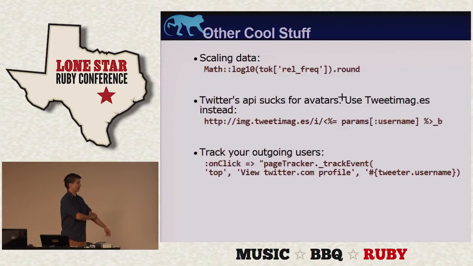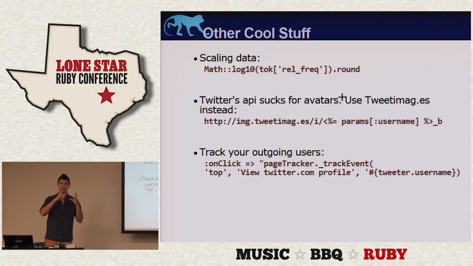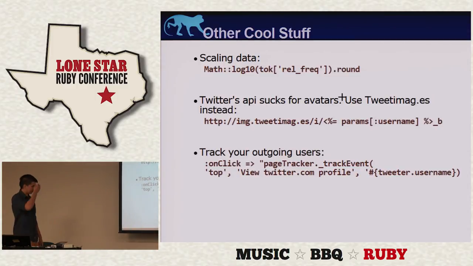I ran into this the first time that I did something. But there's this really cool thing. Are these guys here, the tweet images guy? Anyone? I think they're PHP guys. But it's a really simple API call. You don't even need an API key. You just call this, and I shoved in an ERB thing there. You just put the username inside, and it'll return you a nice avatar, and you can have like 5 different sized avatars.